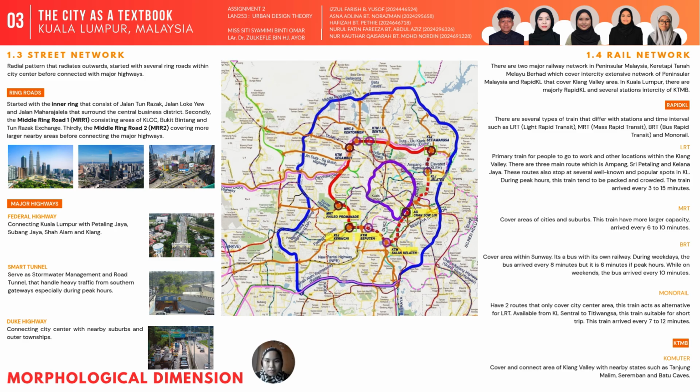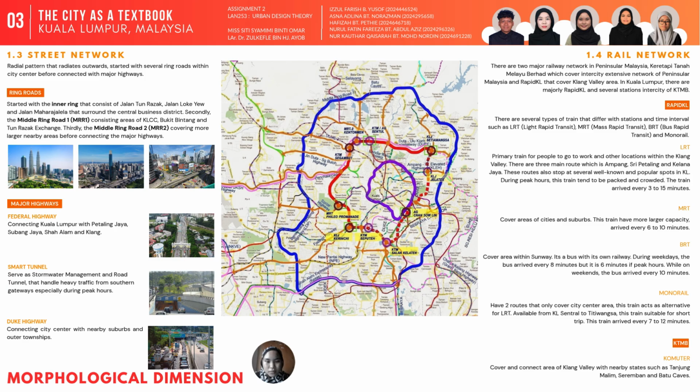As you can see on the map, the purple line is the inner ring, consisting of Jalan Tun Razak, Jalan Loke Yew, and Jalan Maharaja Lela that surround the central business district. And the red line we can see in the map is middle ring road 1, which consists of the areas of KLCC, Bukit Bintang, and Tun Razak Exchange.